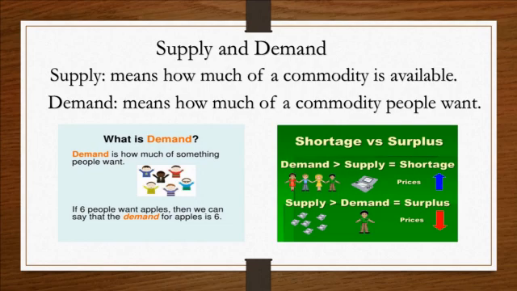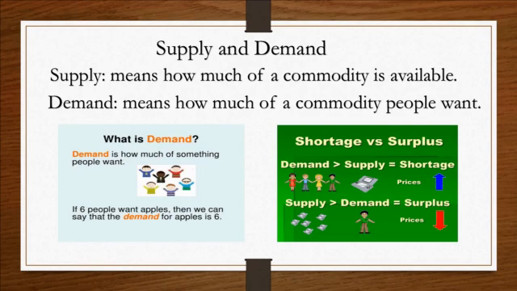When something is very much available in the market, we say the supply is high. When something is not very much available, we say the supply is low. So supply and demand are two words that go together. What is demand? Demand is how much of something people want.